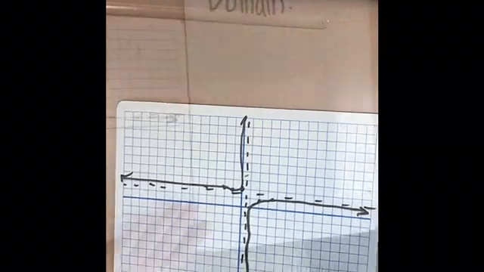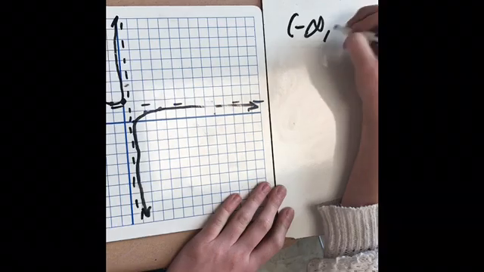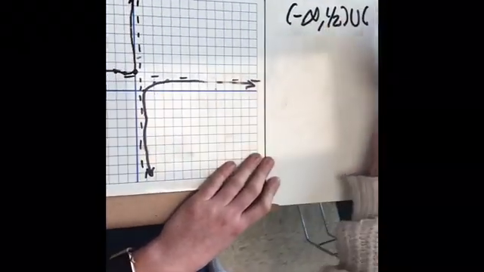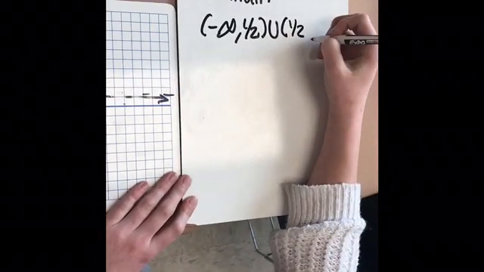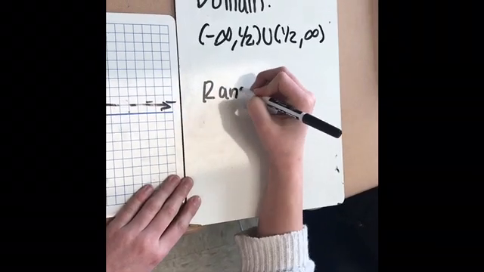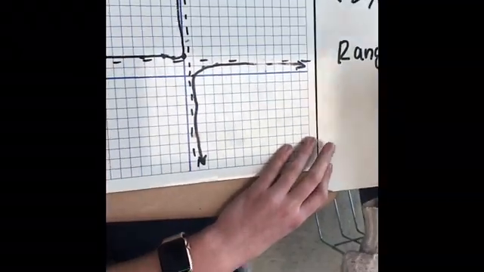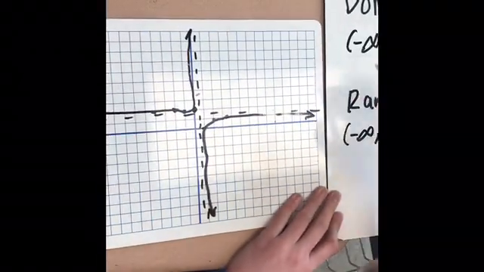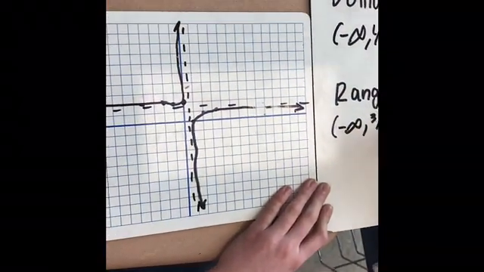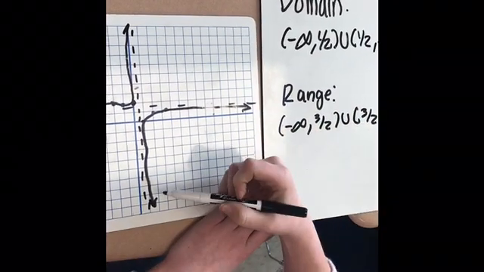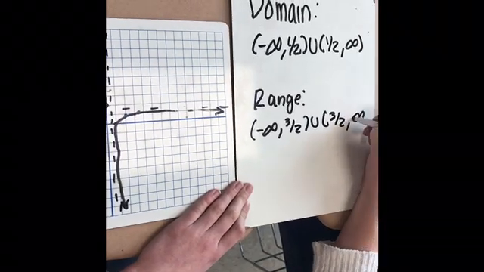Alright. We're going to look back at our graph. So it looks like it's going from negative infinity to 1/2, right? Because it can't ever touch the asymptote. There. Alright. Now for the range, it's going to be from negative infinity to 3/2, and then from 3/2 to infinity.